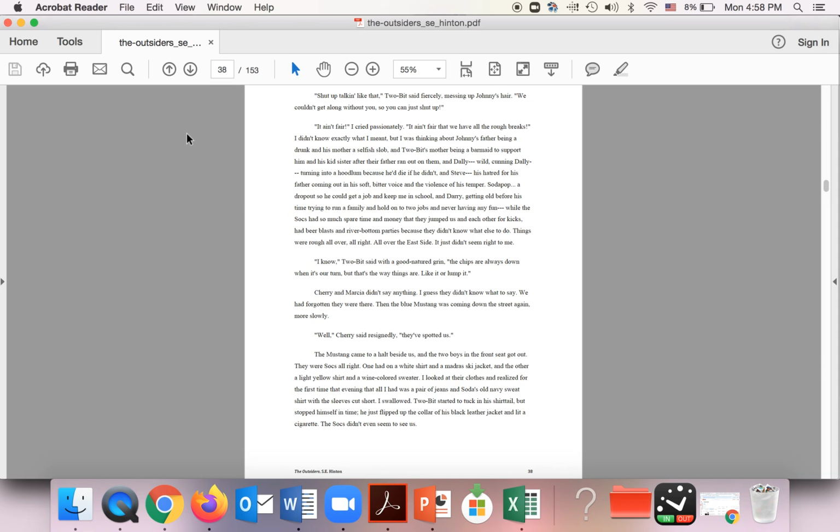The Mustang came to a halt beside us, and the two boys in the front seat got out. They were Socs, all right. One had on a white shirt and a Madras ski jacket, and the other a light yellow shirt and a wine-colored sweater. I looked at their clothes and realized for the first time that evening that all I had was a pair of jeans and Soda's old navy sweatshirt with the sleeves cut short. I swallowed. Two-Bit started tucking his shirt tail, but stopped himself in time. He just flipped up the collar of his black leather jacket and lit a cigarette. The Socs didn't even seem to see us.